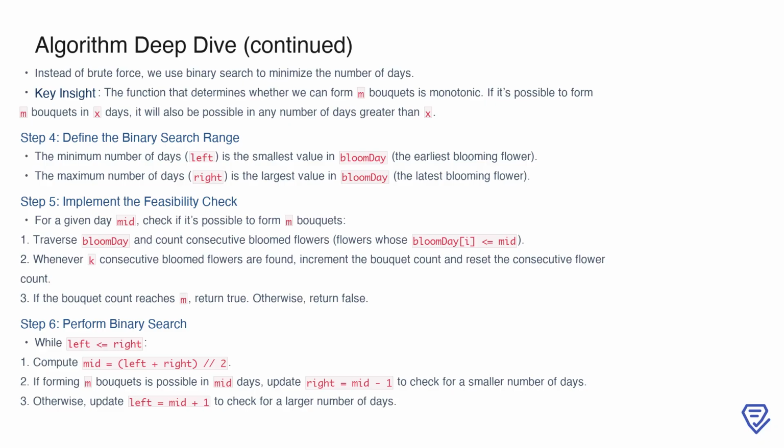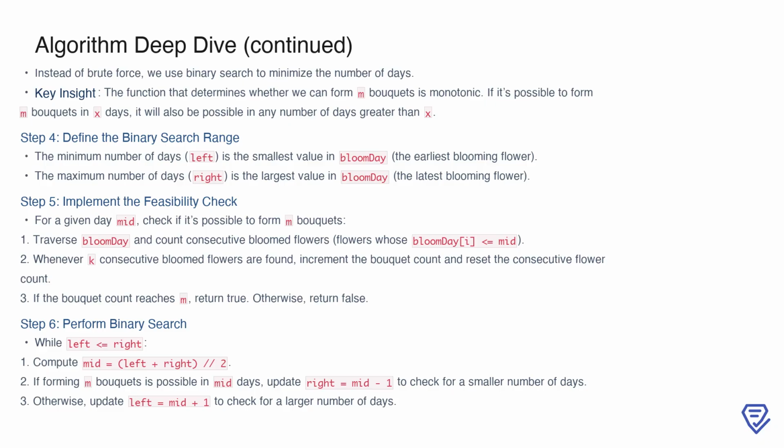Using this property, we can define the range for our binary search. The minimum value, left, is the earliest day any flower blooms, which is the smallest value in bloomDay. The maximum value, right, is the latest day a flower blooms, or the largest value in the array. To determine feasibility for a given day mid, we traverse the bloomDay array, counting consecutive bloomed flowers. If we find k consecutive flowers, we increment the bouquet count. If the bouquet count reaches m, then it's feasible to form m bouquets in mid days.